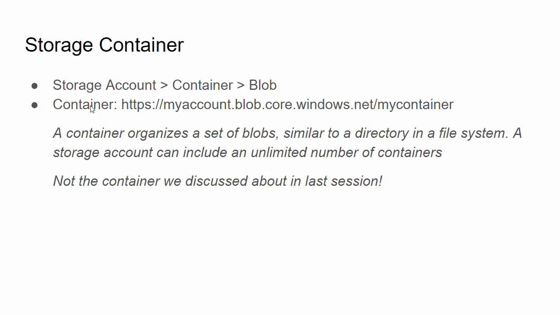So when you define a container, you have this storage account. This is the storage account URL, with your account name, blob.core.windows.net. This is the URL for your account. Then put a slash, and you can place your container name after that. So you can have multiple containers under my account: my container 1, my container 2, etc. Each has its own unique URL.